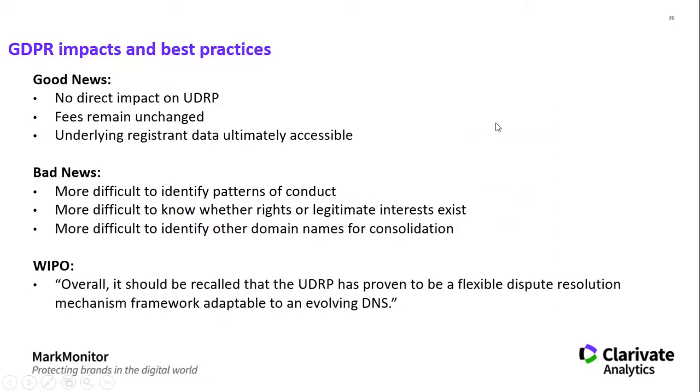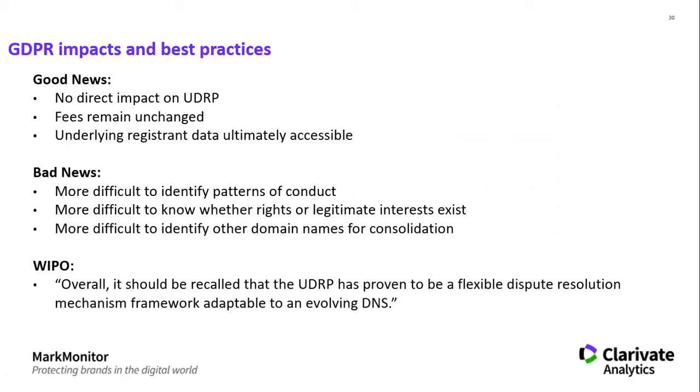there is good news and there's bad news. The UDRP survives, the fees are actually unchanged, and ultimately, at least after filing a complaint, trademark owners can get access to the underlying registrant data. But obviously, it can be more difficult to prove these patterns of conduct. It can be more challenging to show or even know whether rights or legitimate interests might exist, and more difficult to identify other domain names for consolidation.